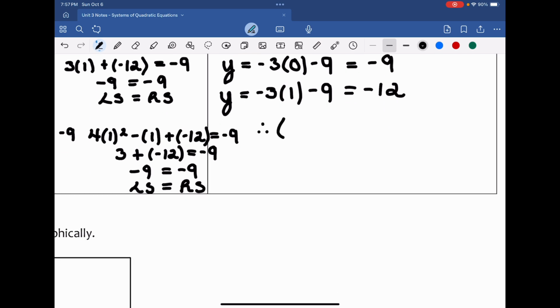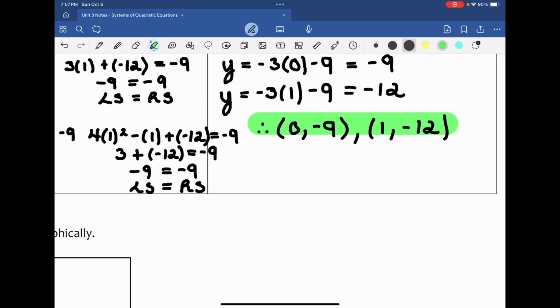Therefore, our solutions right below, we can write first and foremost, when x was 0, we got an output or a y value of 9. When our x value was 1, we got an output value of negative 12. We get the exact same solutions whether we use substitution or elimination.